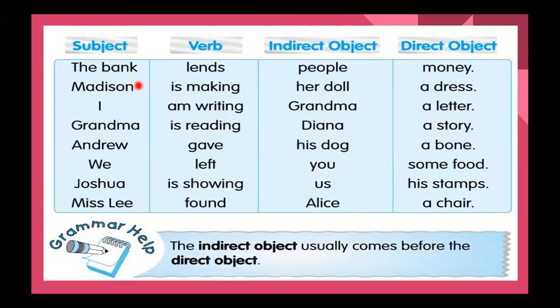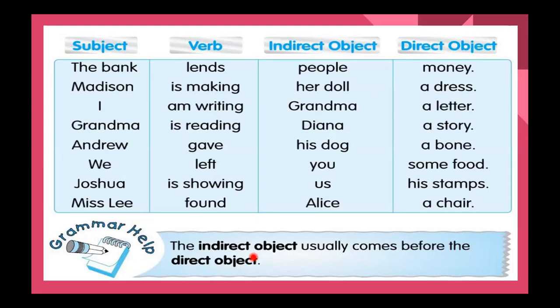Now same like that, Madison is making her doll a dress. So what is Madison making? A dress. Yes, so dress is the direct object. For whom is she making a dress? For her doll. Yes, so doll becomes the indirect object.